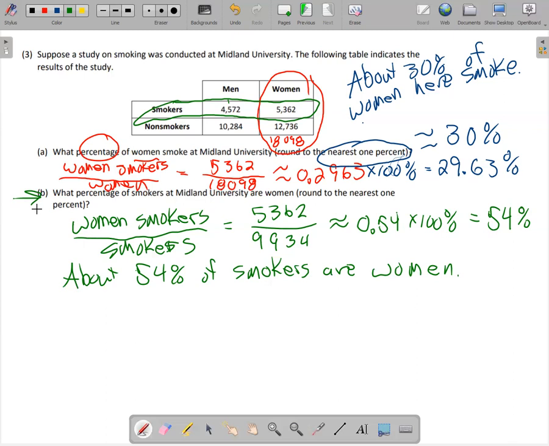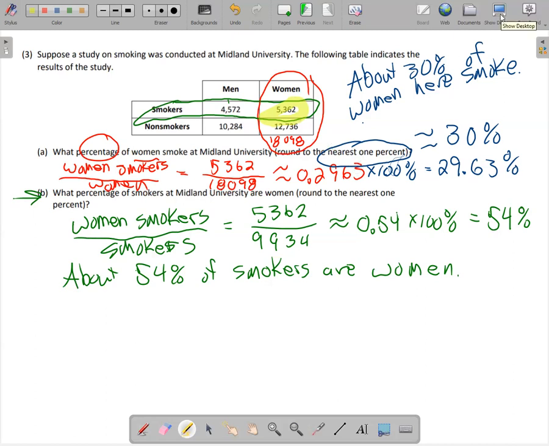Questions about these calculations here? Right, so here's the deal. It's the same group of women we're talking about, these 5,362 women, but when we compare them to all women versus all smokers, we get slightly different percentages. And this is common. It happens all the time. Different comparisons lead to different percents, even for the same group.